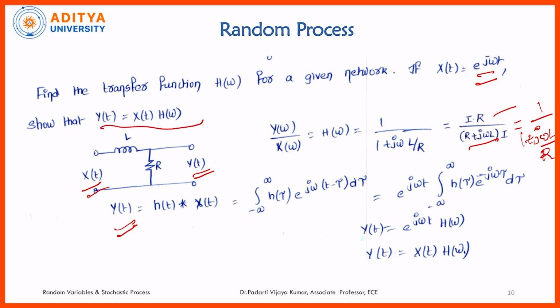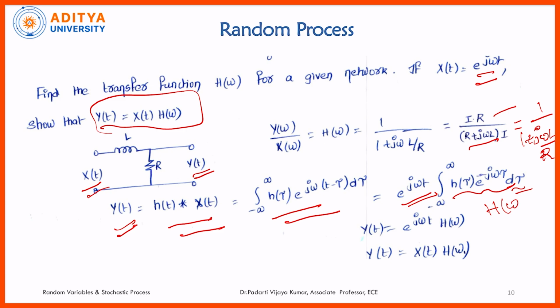If x of t is e power j omega t, what is y of t? You need to prove y of t is equal to x of t into H of omega. We know the convolution formula. Applying the convolution formula, and the function is in terms of tau, e power j omega t I am bringing outside. This is mathematically equal to H of omega, but e power j omega t is mathematically given as x of t. So, y of t is equal to x of t into H of omega, transfer function computation.